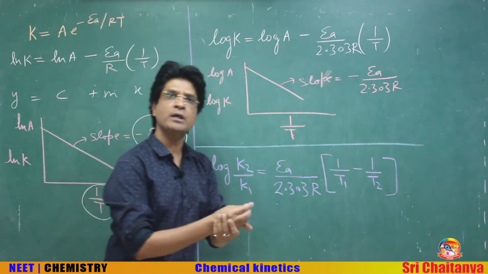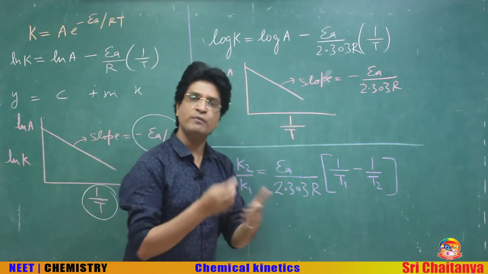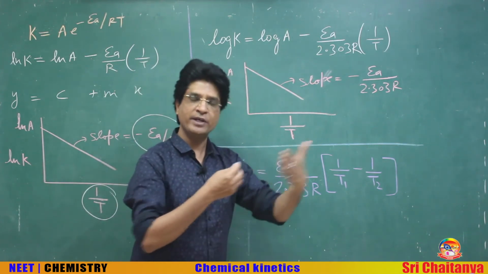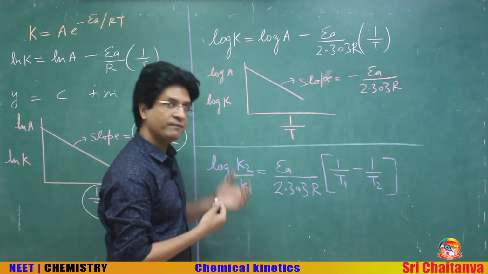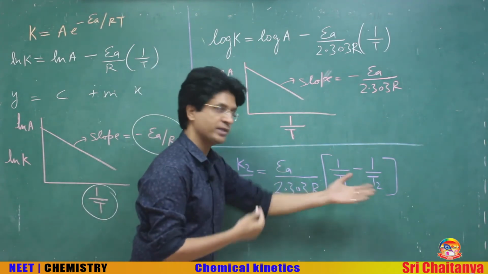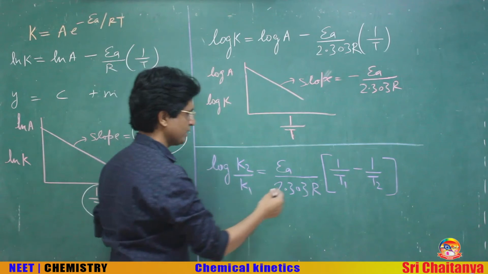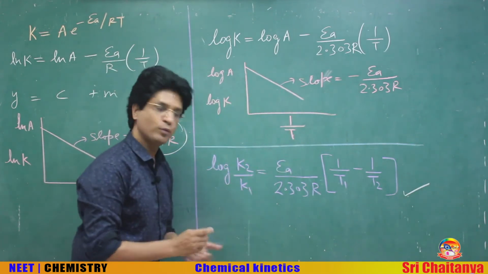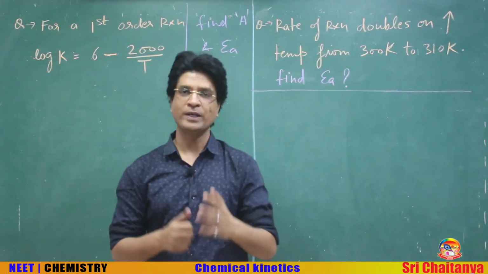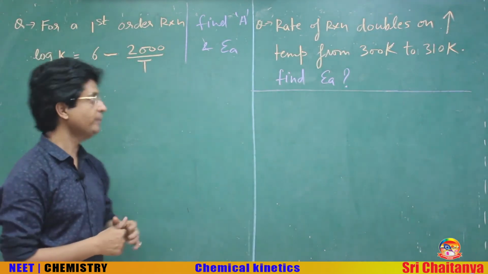Earlier we saw that there was a rudimentary concept called temperature coefficient, which was valid only for certain reactions and for a certain range of temperature. But here we can find out the different rate constants at different temperatures from this equation. Okay, so remember, this is a very important equation. So let us do some questions on that. Okay, let's solve some questions based on the Arrhenius equation.